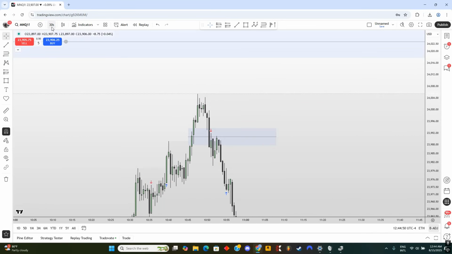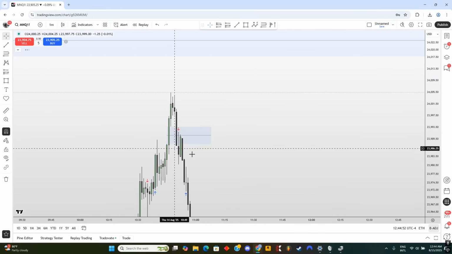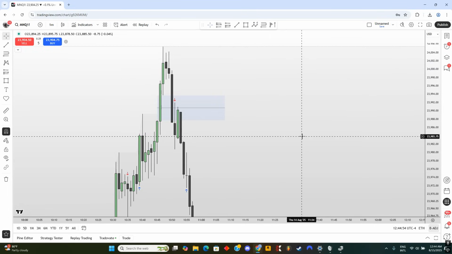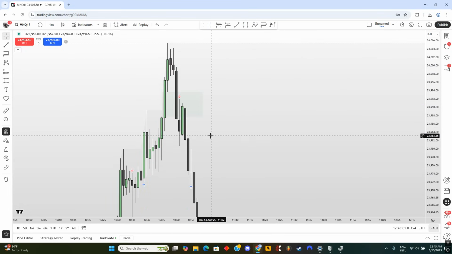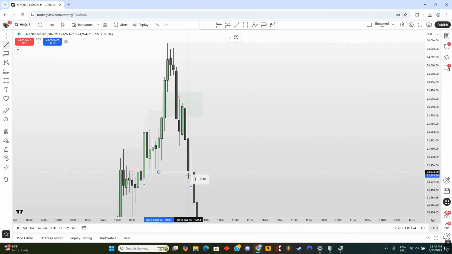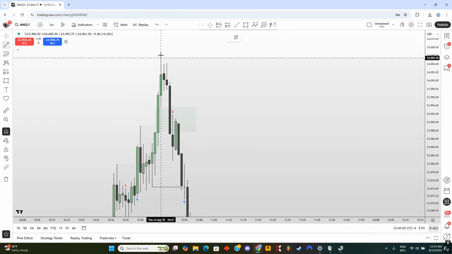Then I went to the 1 minute time frame, and I saw that we had this 1 minute fair value gap inside this dealing range, right? So I marked that out, and then I slowly went, and this was the dealing range low, and this was the dealing range high, right?